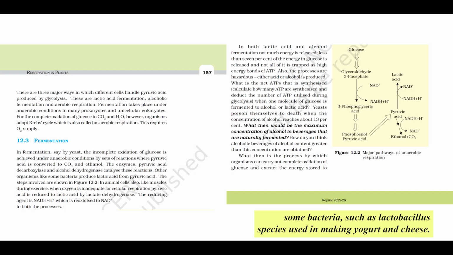This pathway is common in some bacteria, such as lactobacillus species used in making yogurt and cheese, and notably, it also occurs in our own muscle cells during periods of intense physical exercise. Like when you sprint and your muscles start to burn. That's lactic acid buildup. Exactly that.